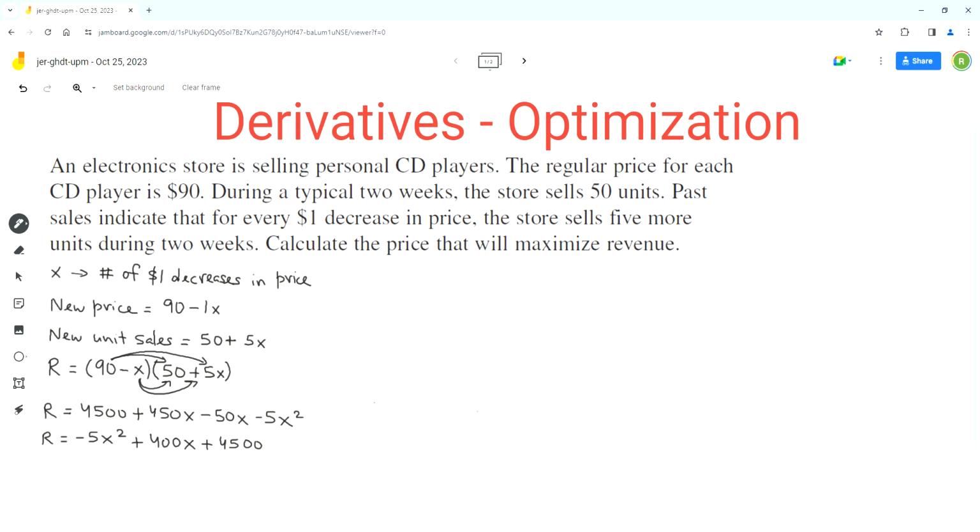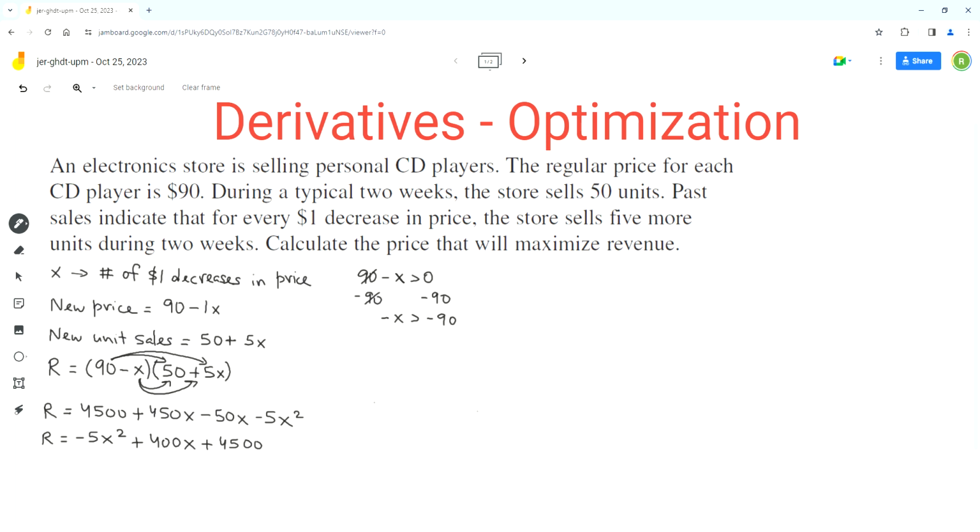Now the new price that the store charges cannot be less than 0, because if they charge a price equal to 0, then they will not earn any revenue. So that means 90 minus x, the expression for new price, should be greater than 0. Now we can solve for x in this inequality. So we subtract 90 from both sides. The 90's on the left side cancel each other out. We get negative x is greater than negative 90.